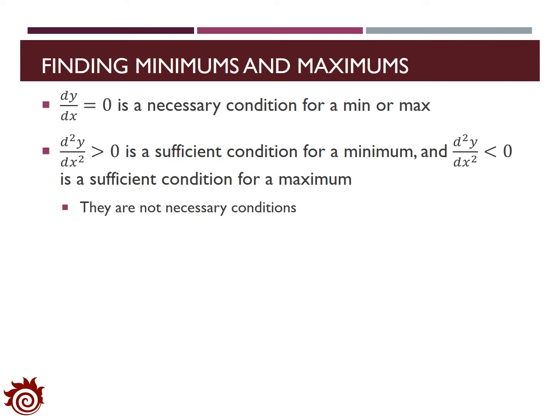Remember that the condition of the first derivative equaling 0 is a necessary condition for a minimum or maximum. A positive second derivative is a sufficient condition for a minimum, and a negative second derivative is a sufficient condition for a maximum. They are not necessary conditions.